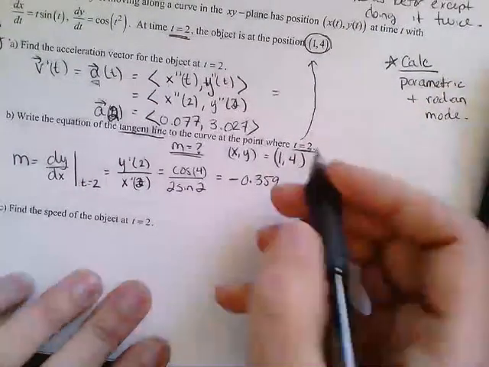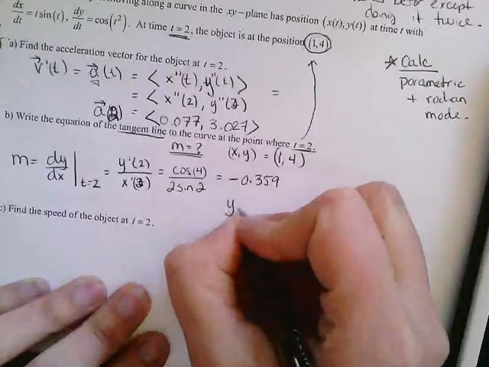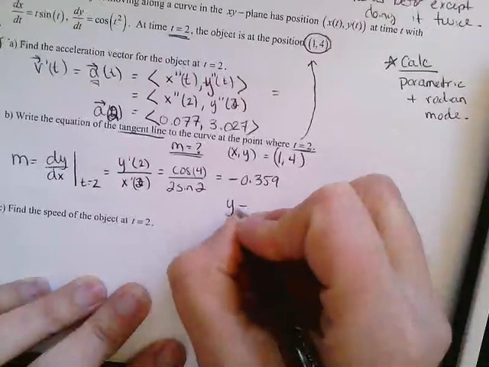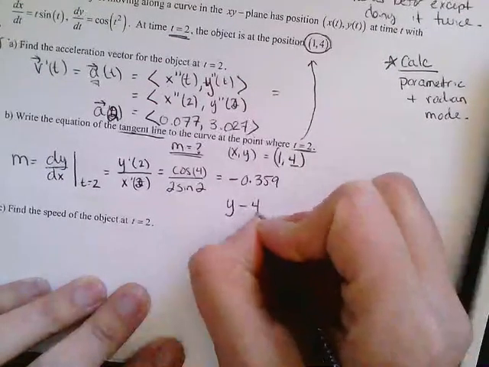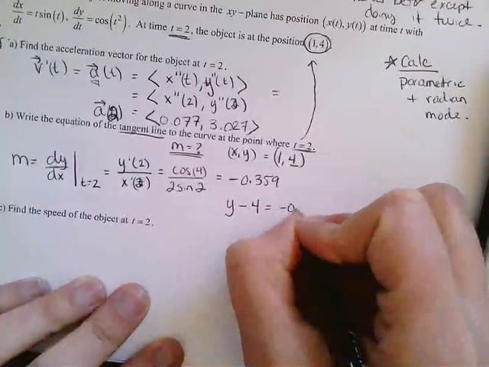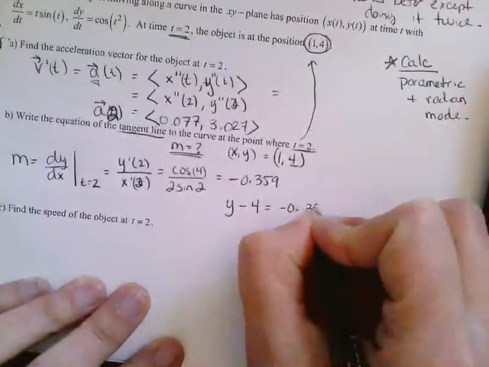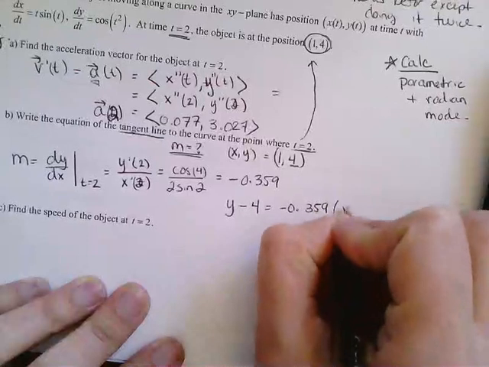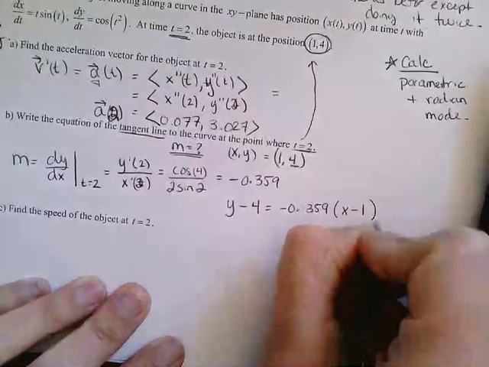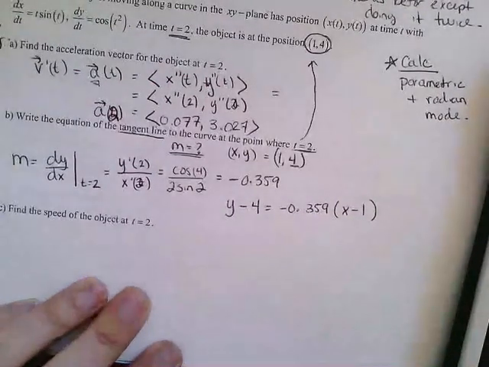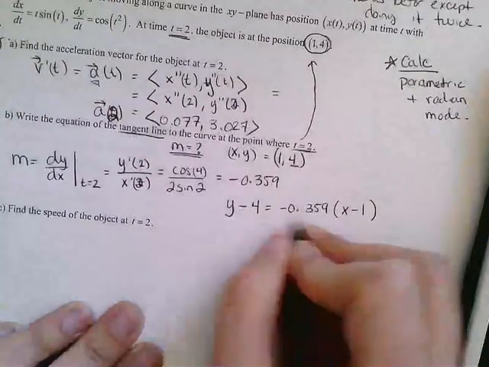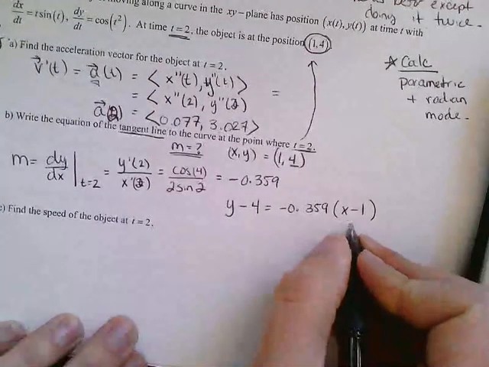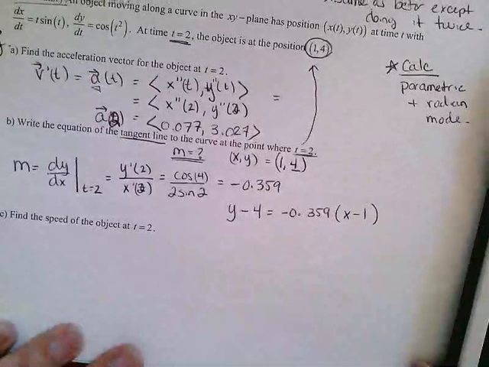So now that I have my slope and I have my point, I can just plug in y minus my y value, which is 4, equals negative 0.359 of x minus 1. And if they wanted slope-intercept form, you know how to simplify this to get slope-intercept form.